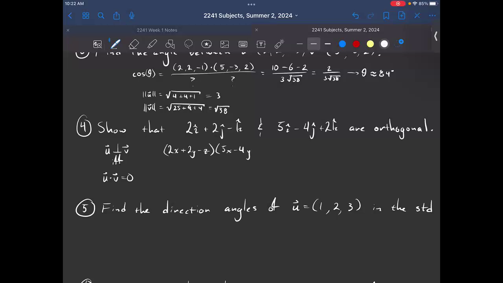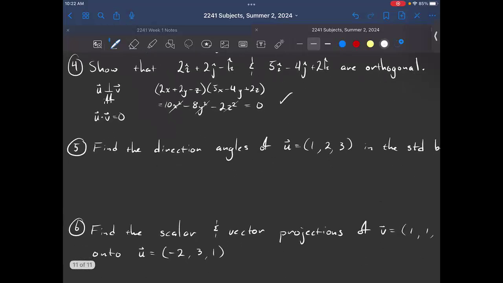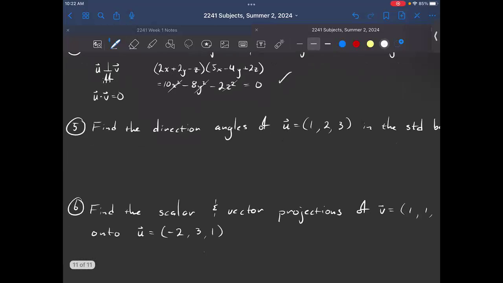Minus 4j plus 2k. All right, so multiplying this out, we get 10x squared. I know all the cross terms will be 0, so I really only care about the squared terms: 10x squared minus 8y squared plus negative 2z squared. The cross terms go away, and I just get 10 minus 8 minus 2, which is 0. So yes, these two vectors are orthogonal, and that's it. Checking orthogonality is very straightforward. Make sure that you know how to do that one.